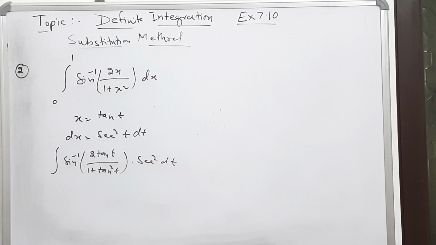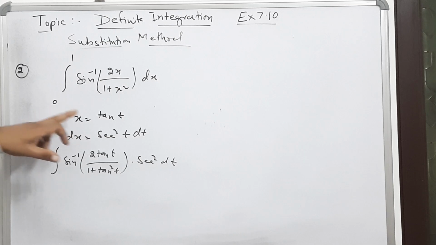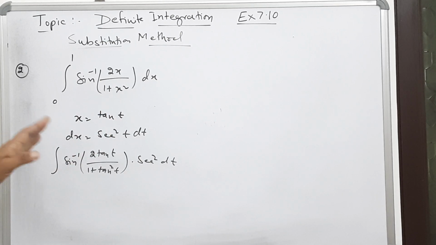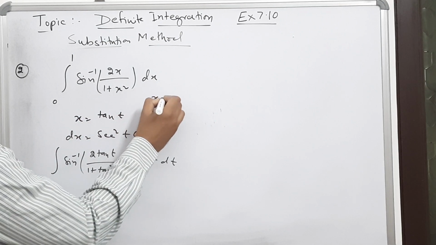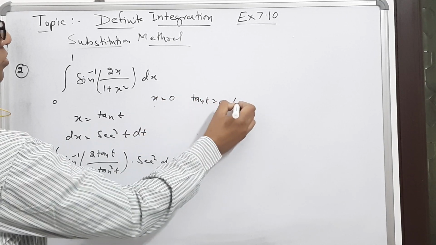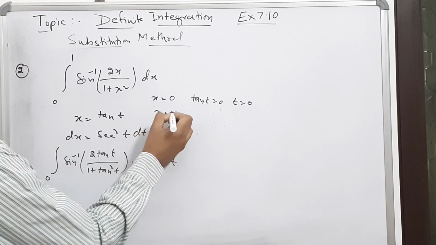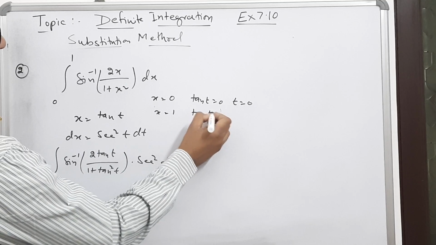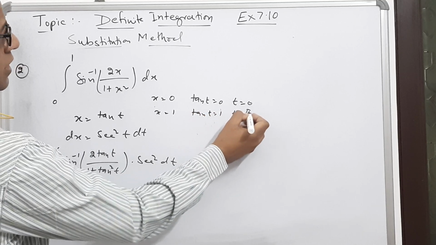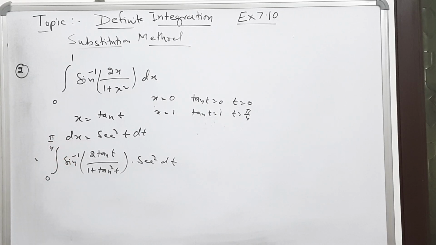That is the substitution. Now meanwhile we have to change the limit also. So when I put x equals 0, then tan t equals 0 and t equals 0. So we write the 0 here. And when x equals 1, it is tan t equals 1, so t equals pi by 4. So this is pi by 4. That is the important thing in this particular part.